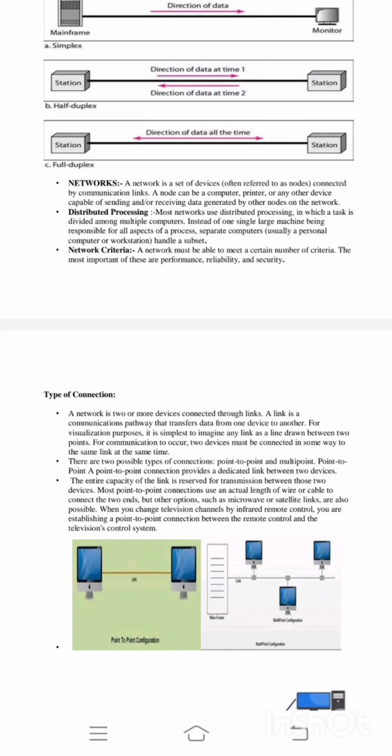Network criteria. A network must be able to meet a certain number of criteria. The most important of these are performance, reliability, and security.